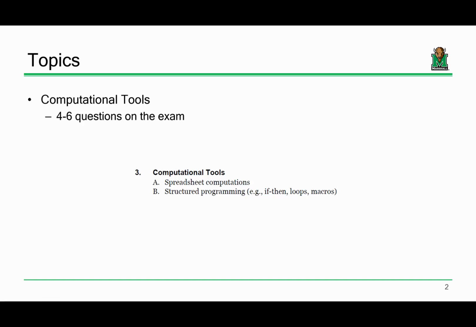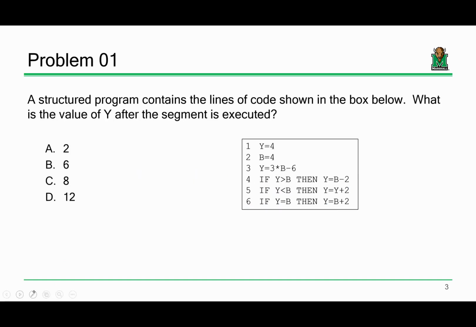I have 6 problems for us. Some of them are on programming, some of them are on spreadsheets, but I think you'll find that these are all very, very easy challenges to meet. So first off, let's start with this programming problem. I have a structured program in this box over here on the right, and it contains 6 lines of code. The question is, what is the value of y after this program segment is executed?